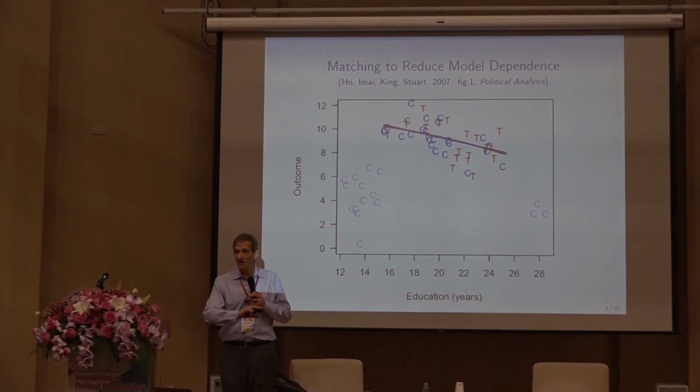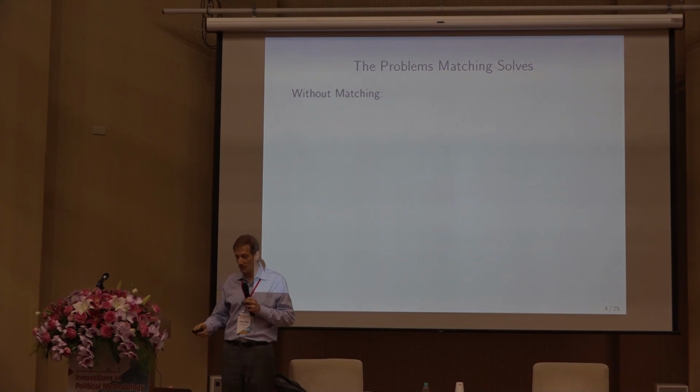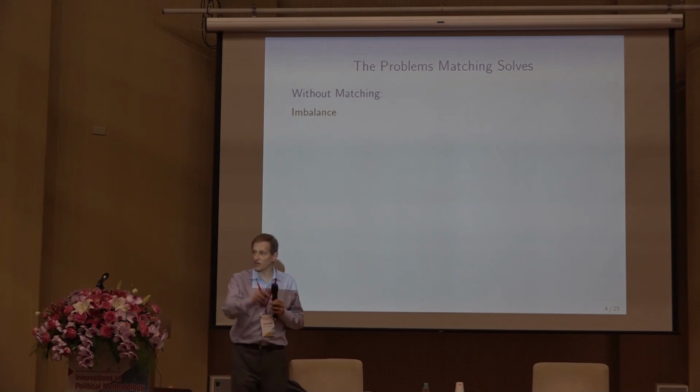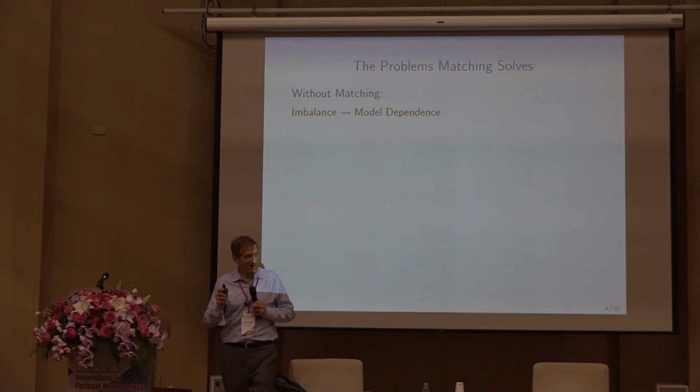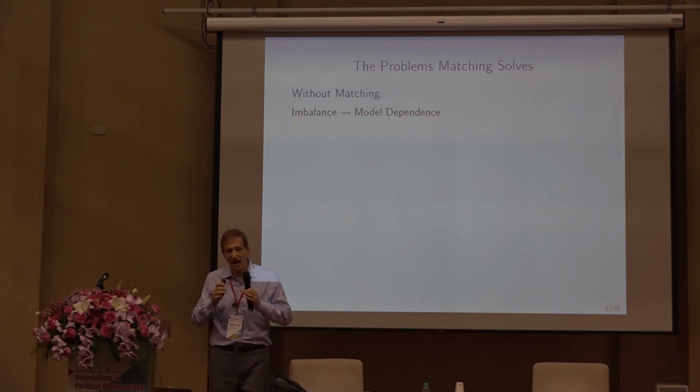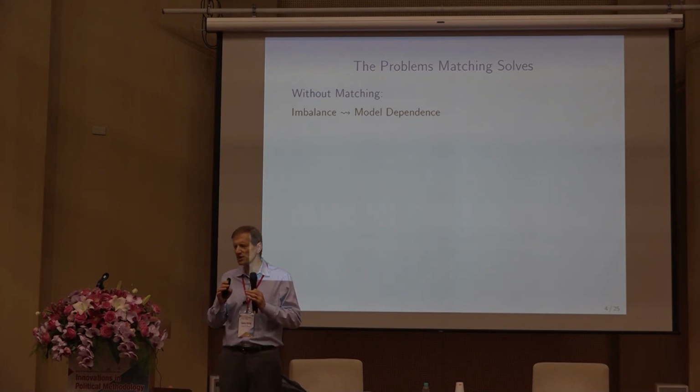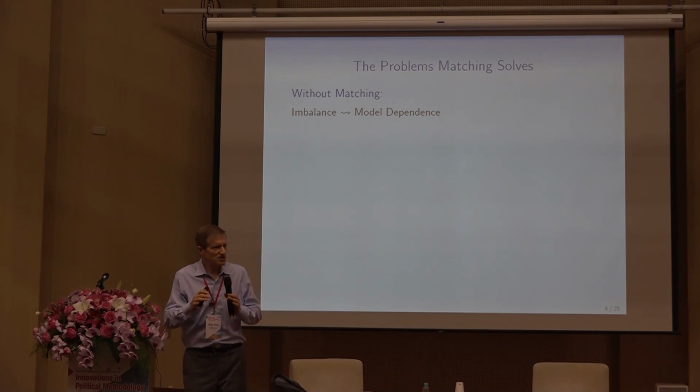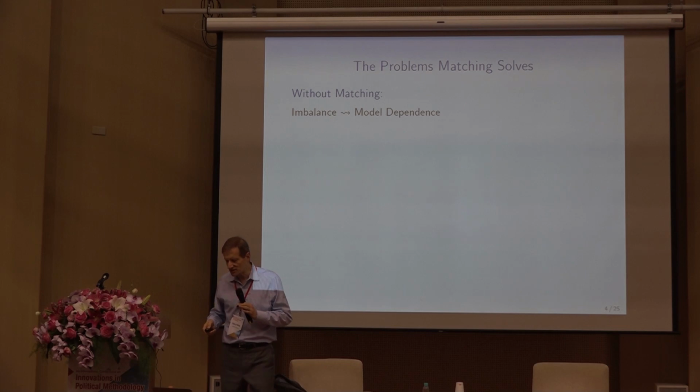Okay, so this is the general setup. Let's just go a little deeper and explain it. Without matching, imbalance between the treated and control groups leads to model dependence. That's what leads to model dependence. If you have exact matching between the treated and control groups, it doesn't matter what model you run, you're pretty much going to get the same answer. So it's imbalance that leads to model dependence.